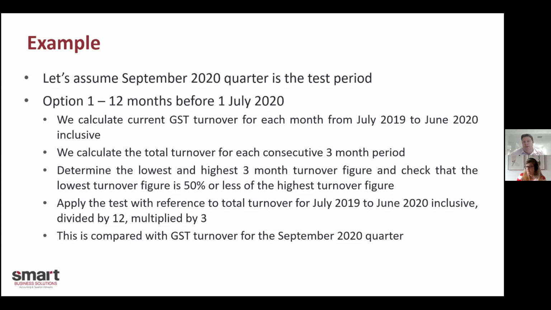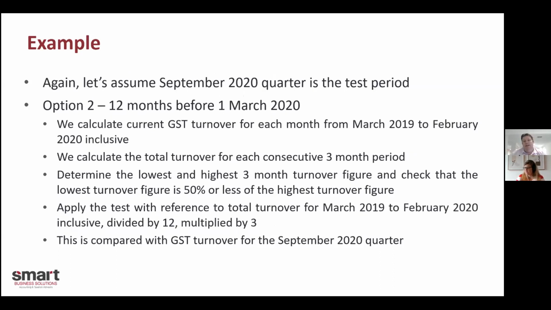If we determine that that is the case, we can apply the test with reference to the total turnover for July 2019 to June 2020, so basically the 2020 financial year period. We divide it by 12 to get the monthly average, and then multiply it by 3 to get a quarterly comparison amount, which we then compare with the September 2020 quarter to see if we've got the relevant drop for our entity.